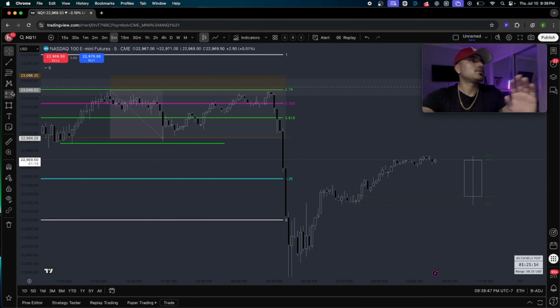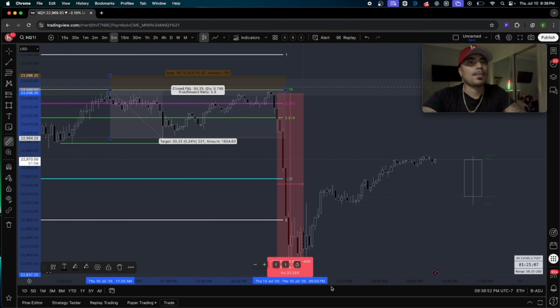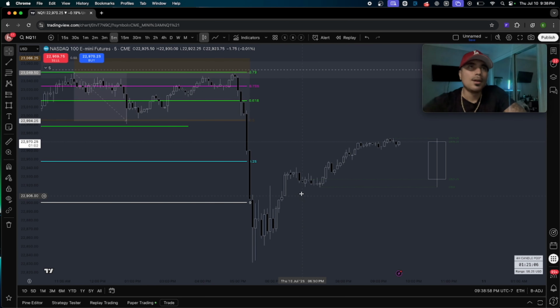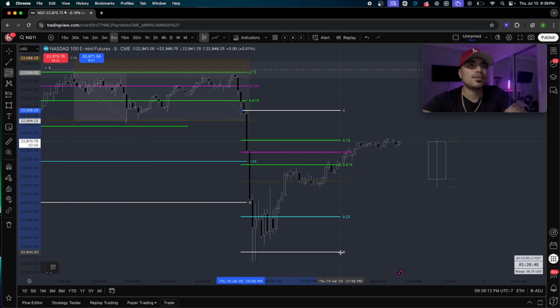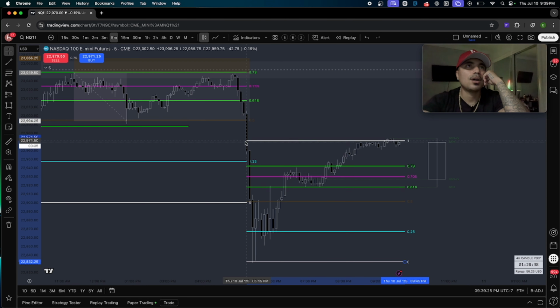How many points was this? Get this measuring tool. About a 200 point drop. And is this live? Yeah. All right, so the market is live right now. Like I said, the most bullish engulfing candles is what I usually base it off of. And look, boom, look what price is ranging at right now as we speak. Right at the 0.79.